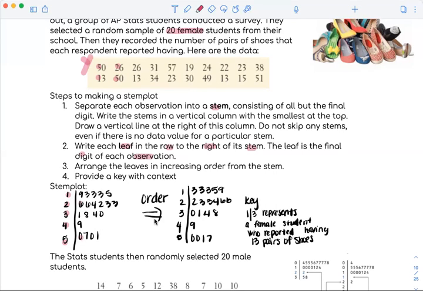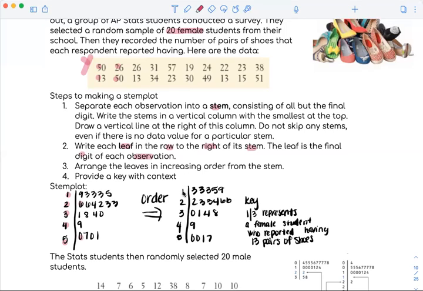Then the next thing you should do is notice that these aren't in order. Right? So we want to order all of them. So you want to order your leaves, and you also want to write a key. Now, some of you have already done this with the SAT and ACT, but on the SAT in particular, I occasionally see stem and leaf plots, and everybody has a hard time interpreting them because it's been so long since they've seen them.